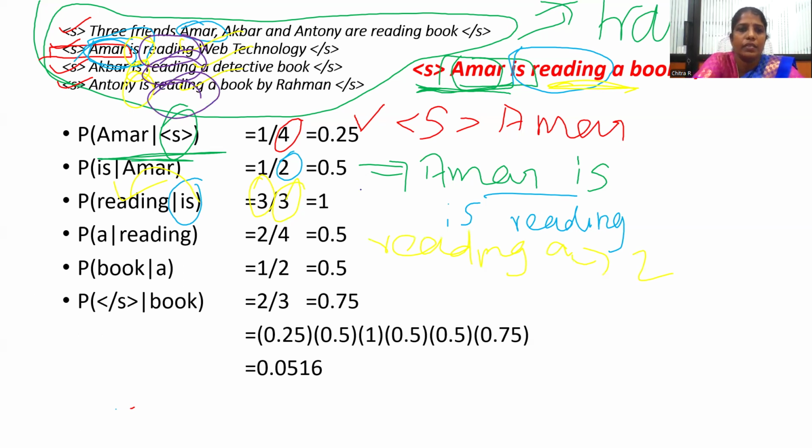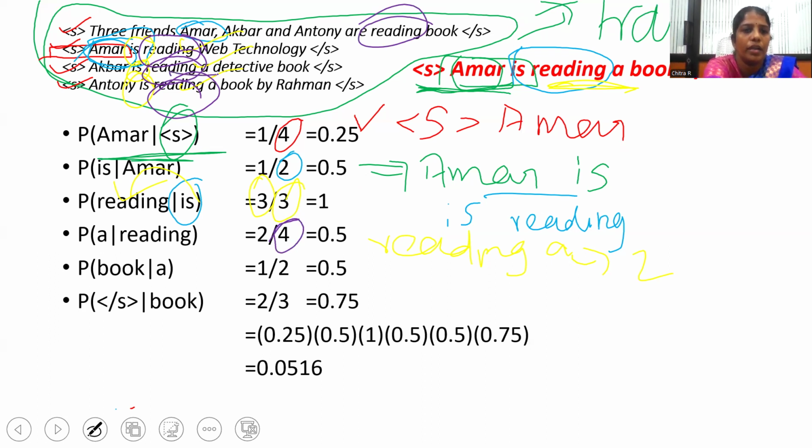Reading is available 4 times. Then reading a book. Reading a book is available 1 and 2 times. So reading a book is available 2 times. Then 2 by 4 equal to 0.5. In the same manner, find it for the next step, a book. Take a book. So I'll find probability of book divided by A.